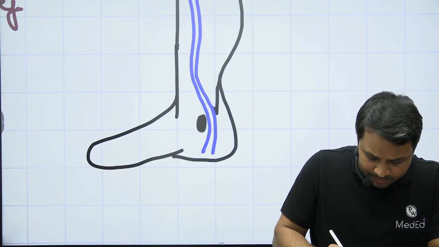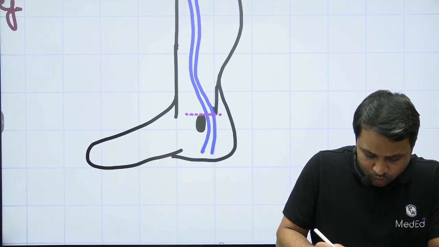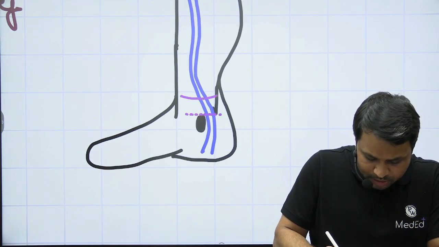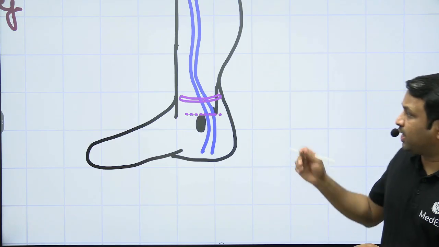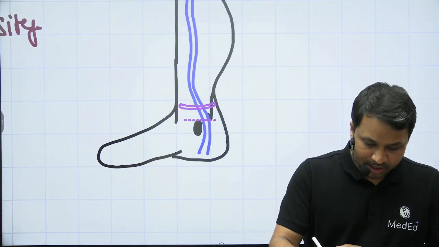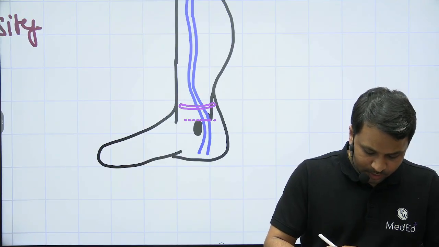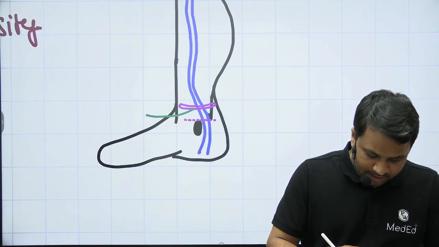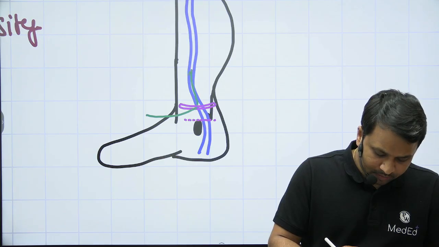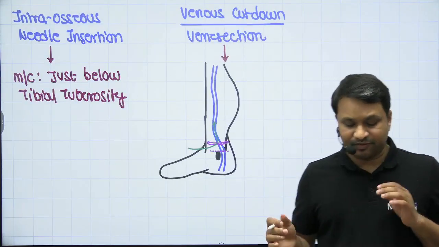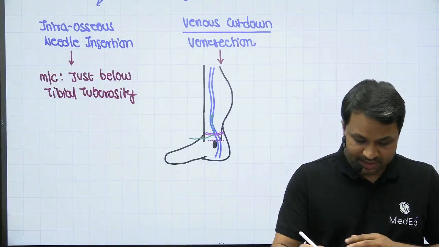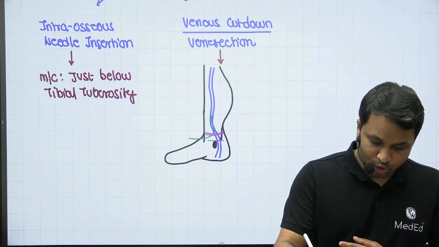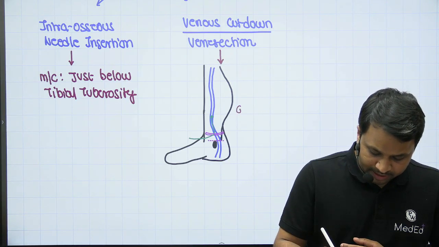If this is the medial malleolus, two finger breadths above this, you will do a transverse incision. When you do a transverse incision, you would be able to identify the great saphenous vein. When you identify the great saphenous vein, I am going to insert the cannula directly from here, right? So this is what we call a venous cut down, also called venesection, and this is usually performed with the great saphenous vein.